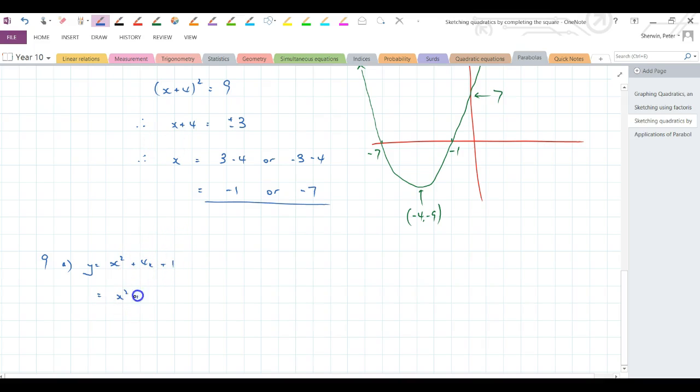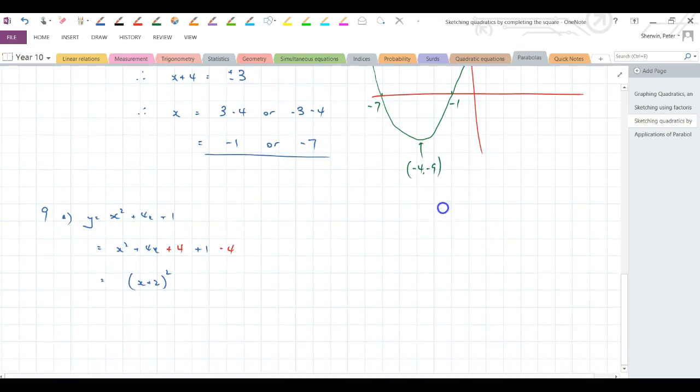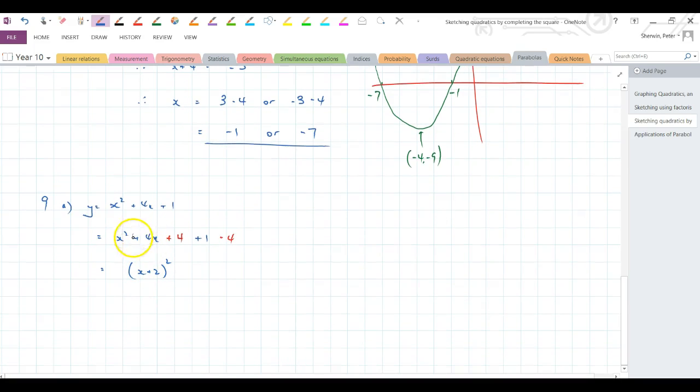So I'm going to take the x squared plus 4x plus 1. I'm leaving space here for my, alright, what is it? Double that, halve it, and square it. Plus 4 minus 4 to neutralize that effect. Okay, so continue. x plus 2 all squared. Remember, this number is always half of that number. We've done loads of these now. 1 minus 4 is minus 3.